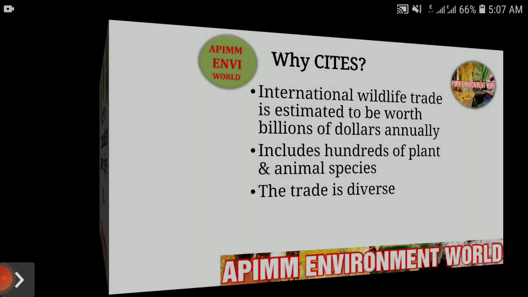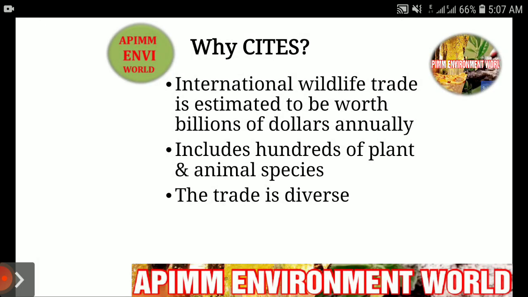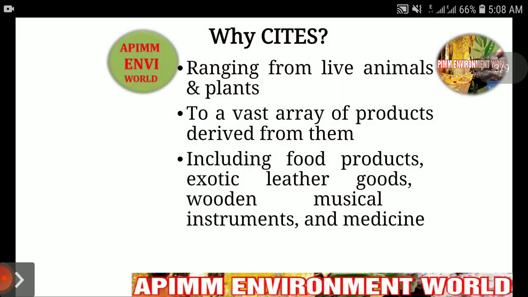Now we will discuss why this convention is important. There are certain reasons around the globe. For example, international trade in some endangered species of wild flora and fauna is very high. Illegal trade and exploitation of wild flora and fauna is very high. Internationally, this wildlife trade is estimated to be worth billions of dollars every year. Different countries are earning billions of dollars illegally, and it includes hundreds of plant and animal species that are traded. Annually, millions of plants and animals are being traded illegally.